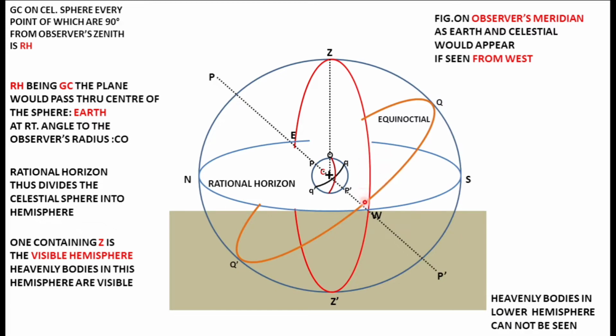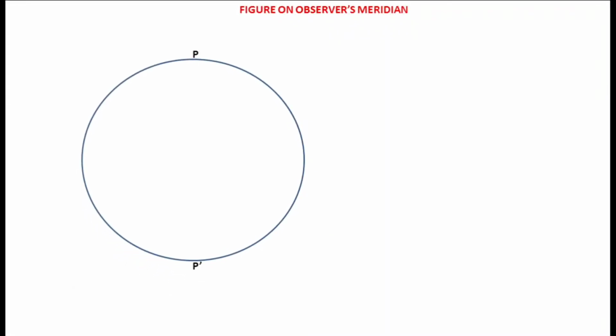on the observer's meridian, as the Earth and the celestial sphere would look if being viewed from the west. And being viewed from the west, I will not be able to see east because it's on the other side. So I'll just get rid of east here. Now here I am making this diagram with the pole on top. Observer's meridian, as I said, 90 degrees to the poles is the equator, equinoctial. And the observer being north of the equator, observer latitude north.